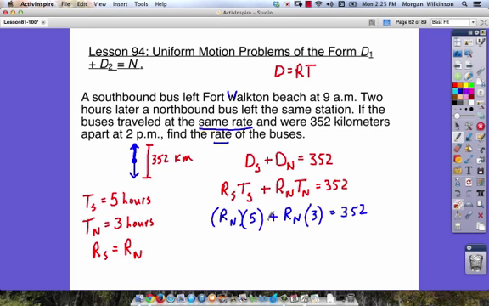So, if we add up our rates of the northbound bus, we have 5 and 3. That's going to give us a total of 8 times R sub n equals 352. Then we have to divide both sides by 8. The 8's cancel, leaving us with just our rate of our northbound bus. And we're going to divide it by 8 on the other side of our equation. Now we're running a little short on space. Please pause the video now if you need to get this information about our times and rates in your notes.